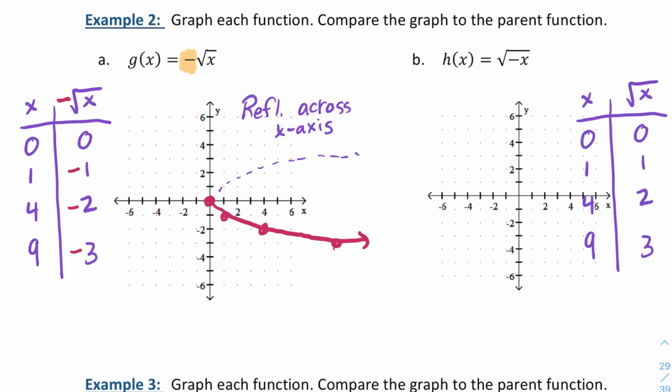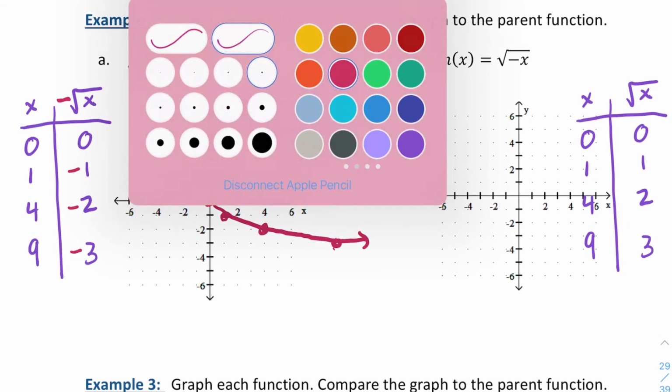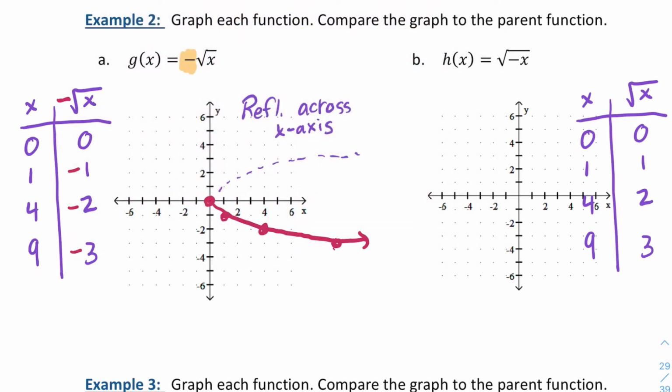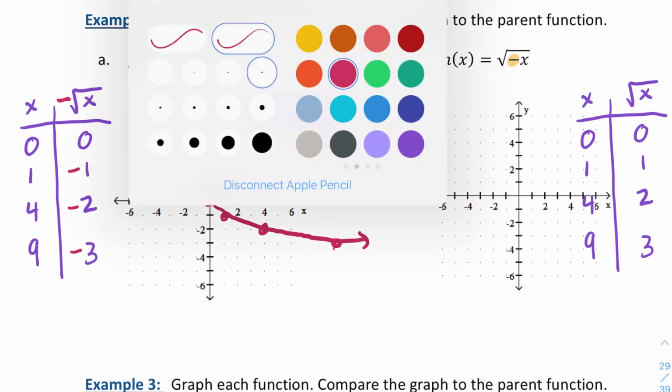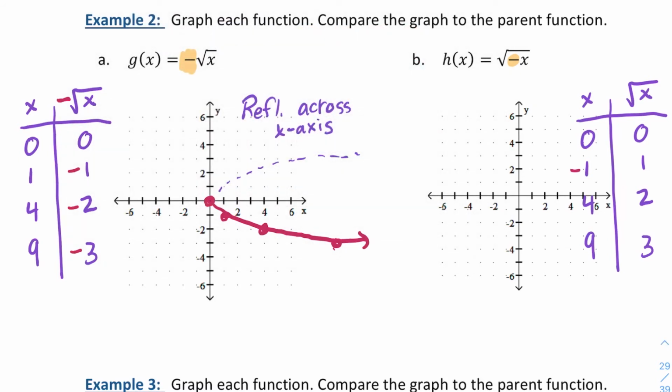For part B, I just copied and pasted my parent function's points. Part B is essentially saying change the signs on your input values. So if I change the signs on my input values, I'm going to get this table of values for my function that I've got for h of x, which, if you compare it to your original, is a reflection across the y-axis instead.